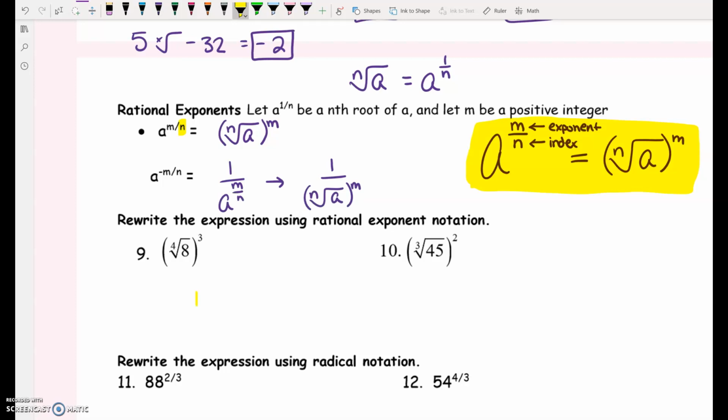The fourth root of 8 raised to the third. Did I say a? I meant 8. All right, so we've got 8. The little 4 is the bottom of that fraction. The 3 is going to be the top of the fraction. That's the same as 8 raised to the 3/4. Now, you try number 10 on your own. Pause the video, try number 10 on your own. Hopefully you got 45 raised to the 2/3.